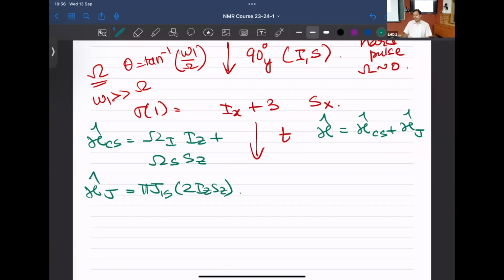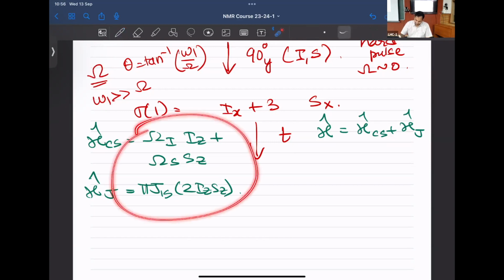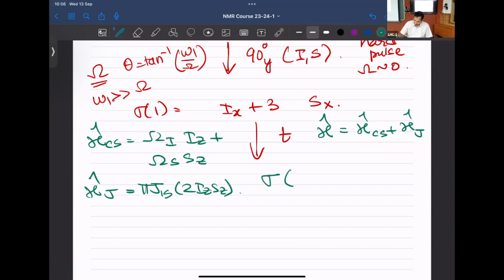Okay? What I want you guys to do is very simple. We have done this several times. If you have this Hamiltonian, with scalar coupling and chemical shift for each of these, tell me what sigma of 2 will be tomorrow. Go back and please solve this. I'm going to rush through it because there are only the last few minutes.